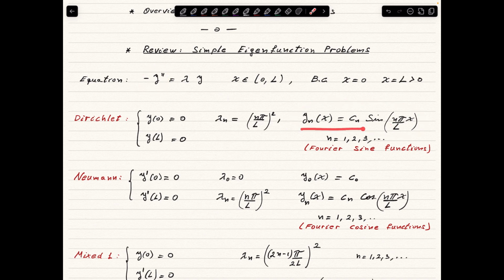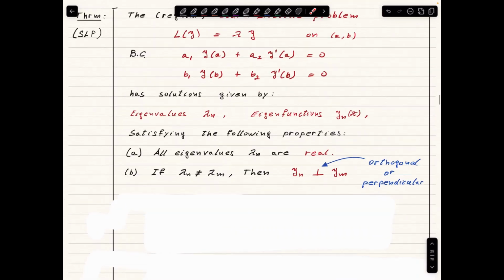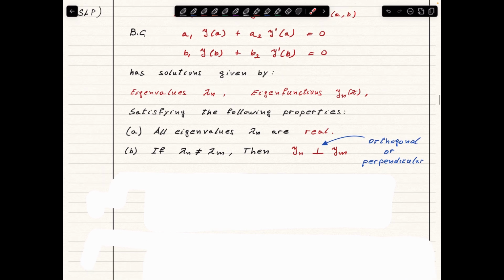So what does it mean that two functions are perpendicular? Well, a big part of this video is going to be to try to understand this property. So we leave it here, and we keep going listing the properties, and then we come back.